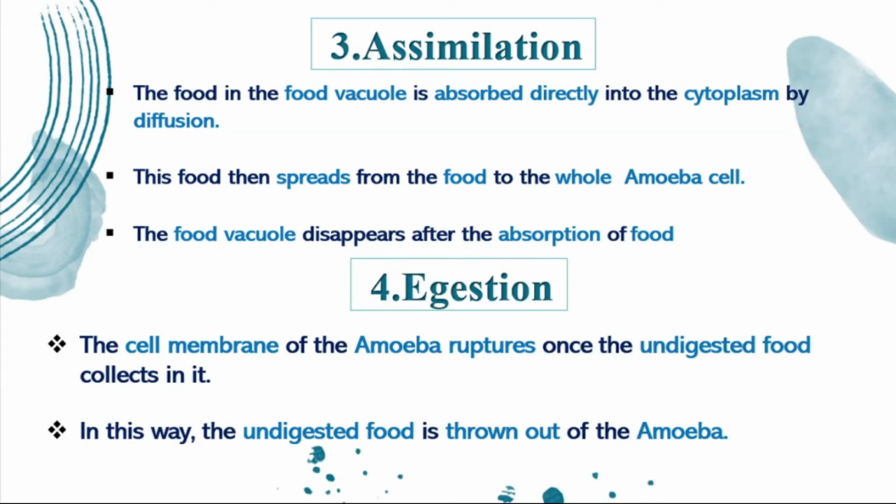Third one, assimilation. The food in the food vacuole is absorbed directly into the cytoplasm by diffusion. This food then spreads from the food vacuole to the whole amoeba cell. The food vacuole disappears after the absorption of food. Once the breakdown is done with the help of the enzyme, the food is absorbed directly into the cytoplasm and diffuses through the entire body, giving food to the whole amoeba cell.